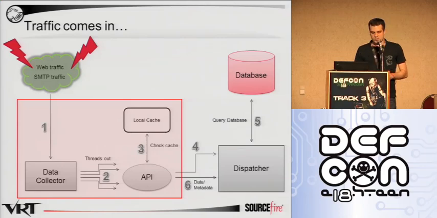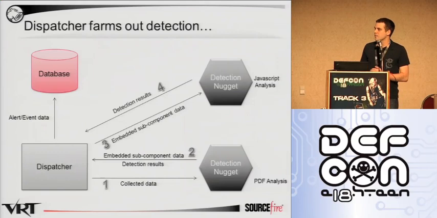So the dispatcher then ships off the data to the detection nuggets, and the detection nuggets will perform their analysis and give feedback in the form of alert data or detection results. We'll talk a little more about that later too.